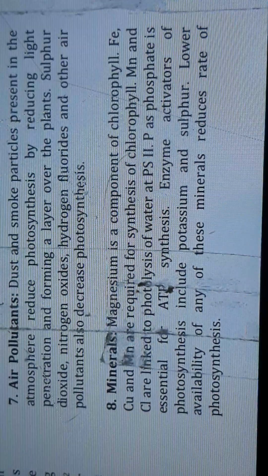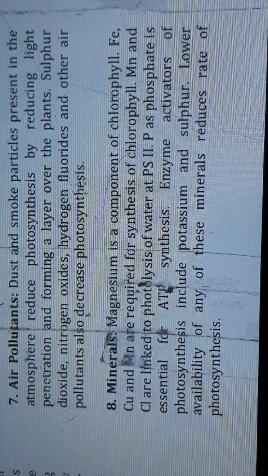Air pollutants. Dust and smoke particles present in the atmosphere reduce photosynthesis by reducing light penetration and forming a layer over the plant. Sulfur dioxide, nitrogen oxides, hydrogen fluorides, and other air pollutants also decrease photosynthesis.